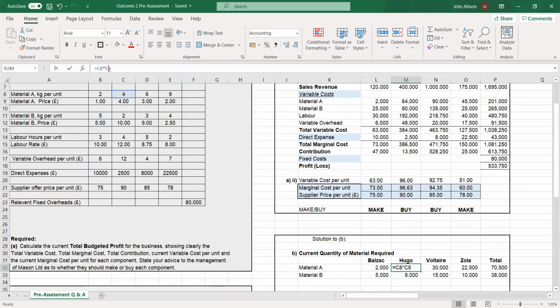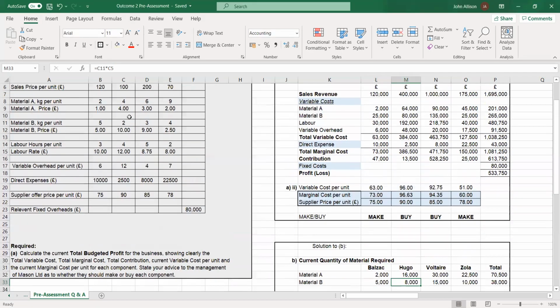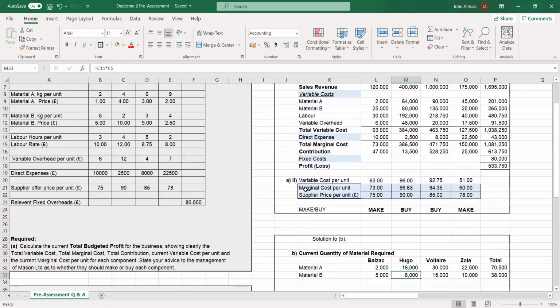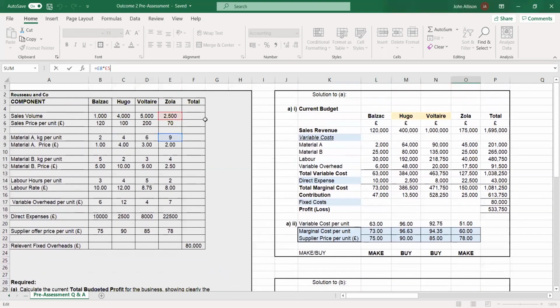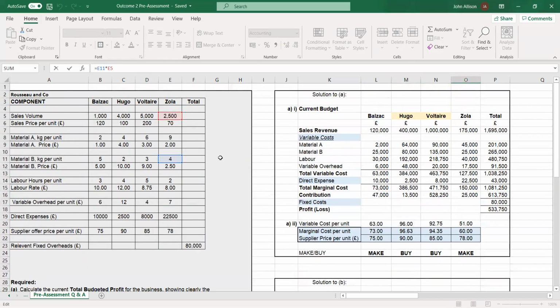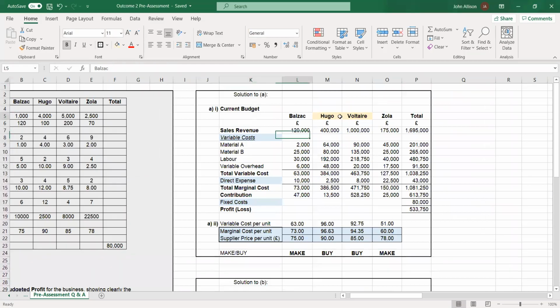And same idea for Hugo. The amount of material we're using is 4 kilograms per unit times 4,000 units means we're using 16,000 kilograms of material A on Hugo. And the amount of material B we're using is 2 kilograms per unit times 4,000 units, which means we're using 8,000 kilograms of material B. I just do the same sort of calculation all the way along for each of the components, calculating the total amount of material being used for each of them. So the amount of material B for Zola will be 2,500 times the 4 kilograms per unit, which gives me 10,000. So that's the current budget when we're making all 4 components.